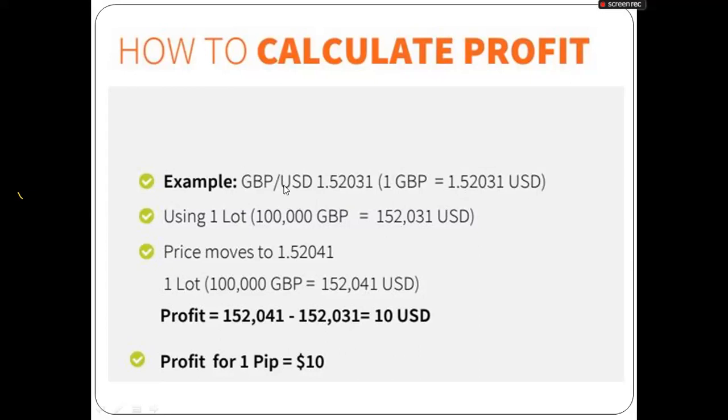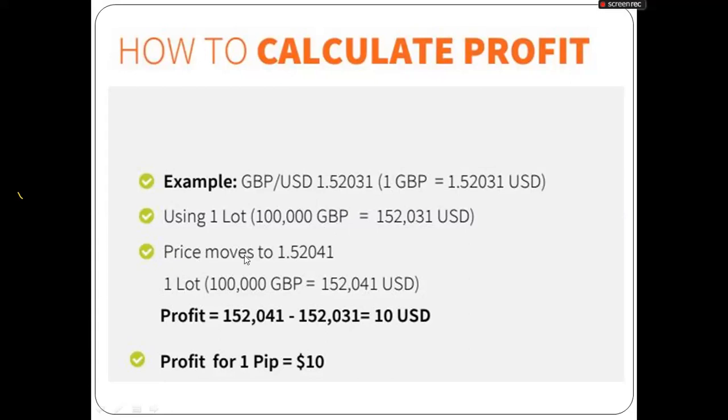Remember, cable is a currency pair combining the base currency GBP and the quote currency USD. And I told you that the quote currency is what the price signifies. The base currency just shows 1. So 1 GBP is equal to 1.52031 USD. If you use one lot size, that means you're using 100,000 notional value of GBP. So you're going to use USD to purchase this, which is 152,031 US dollars to purchase 100,000 GBP.